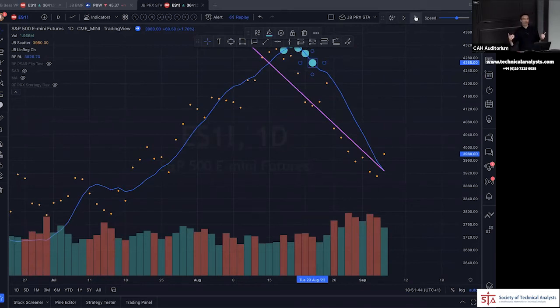Okay, so indicator number one, linear regression line, specifically the moving linear regression line, AKA regression line curve, AKA least squares moving average.